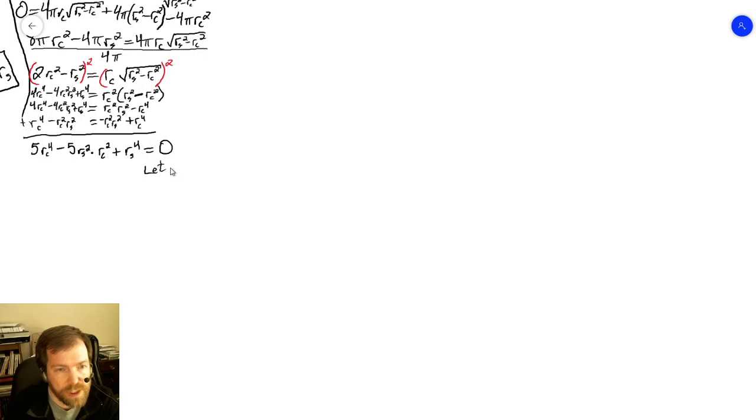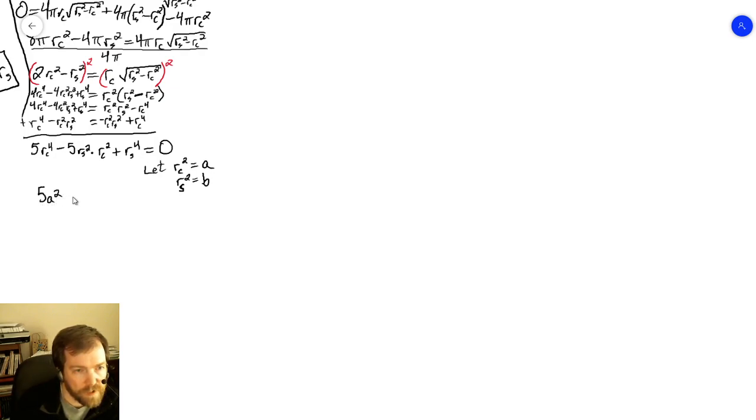Okay. Let rc squared equal A. rs squared equal B. So this is 5A squared minus 5AB, BA, whatever you want to do. Plus B squared, yeah, equals 0. And then we can try to do factorization with this.